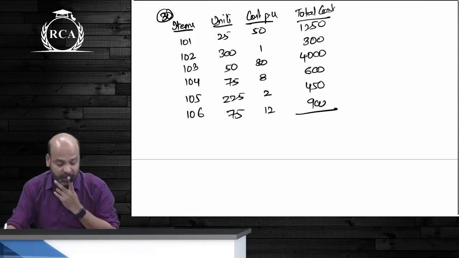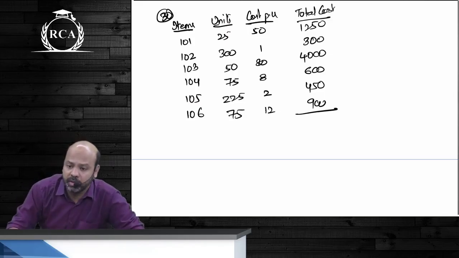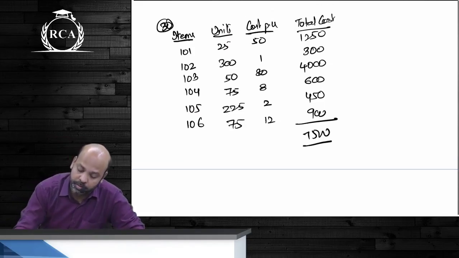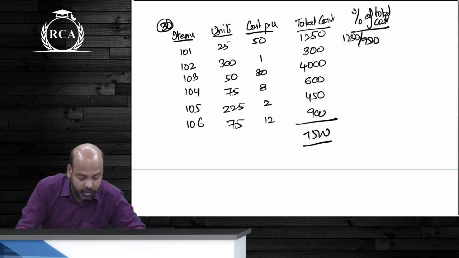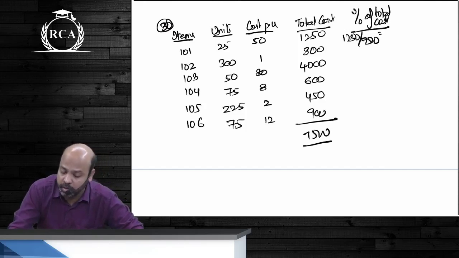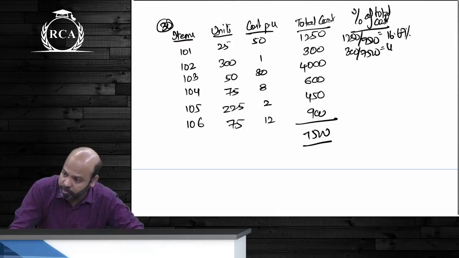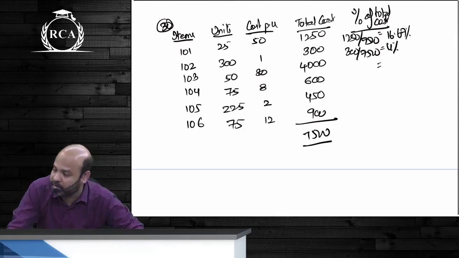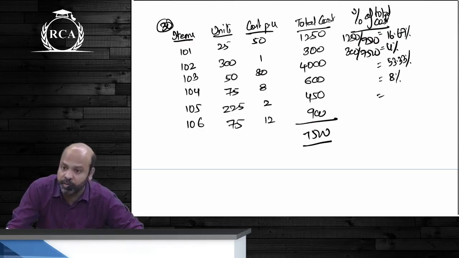Have you totalled it up? 7,500. Can you compute the percentage of each item as a percentage of total cost? So that will be 1250 divided by 7,500, 16.67%. 300 divided by 7,500, 4%. 4,000 divided by 7,500, 53.33%. 600 by 7,500, 8%. 450 by 7,500, and 900 by 7,500, 12%.